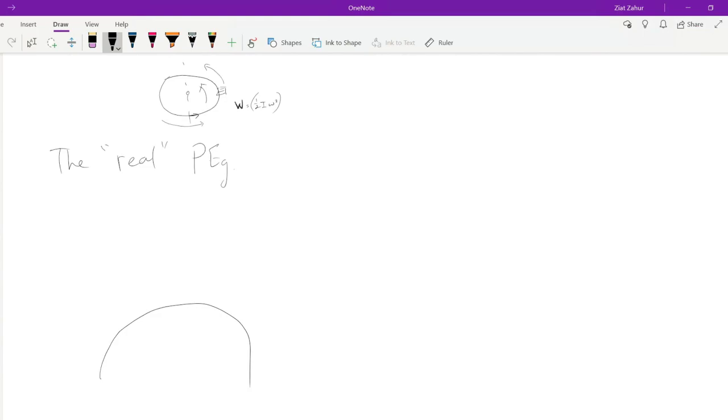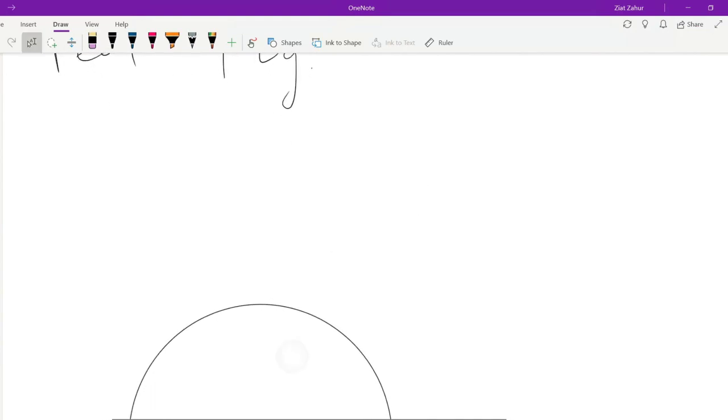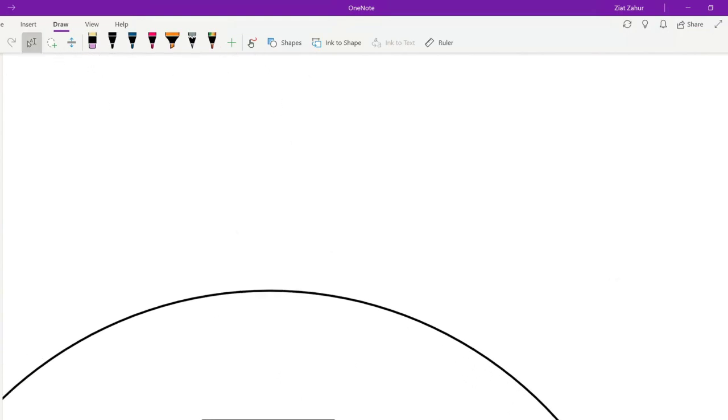That's not a very good circle, is it? Let's use ink to shape. That is the worst egg I've ever seen. There we go. We are near the surface of the Earth. Oh, look, if I zoom in, the Earth is flat. Whoa.